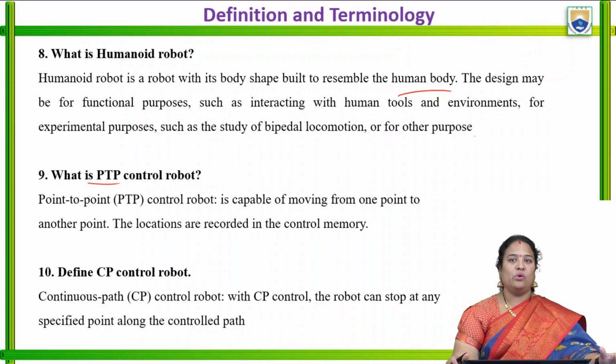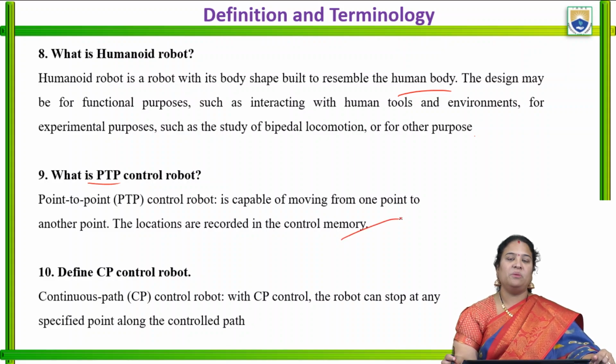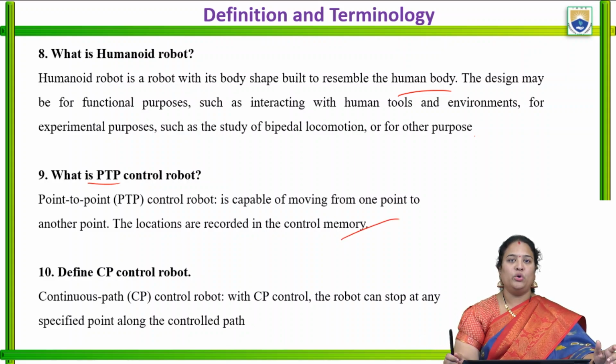It should have a control on its movement. It should have a control on its memory device, storage device. So the robot which has point-to-point control on the capability of moving from one point to another point, where the locations are recorded in the control memory, is known as the PTP control robot. That is a point-to-point control robot.